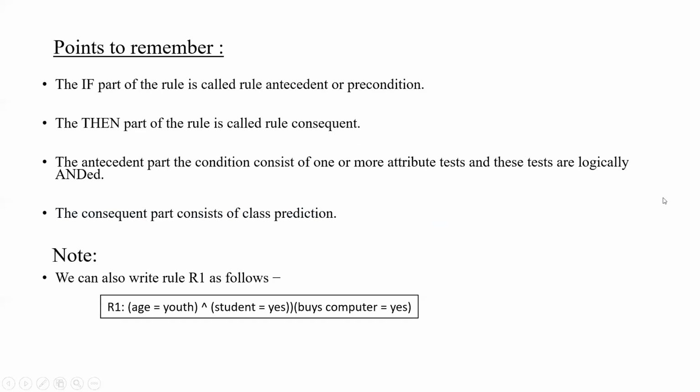The important points that we need to remember in rule-based classification are that the if part of the rule is called the rule antecedent or the precondition, and the then part is called the consequent. So antecedent and consequent are the two parts in the if-then rules. The antecedent part of the condition can consist of more than one attribute. In the previous example, there were two attributes: whether he is a student and whether the age is youth. So there were two conditions, and both of them are logically ANDed. The consequent part consists of the prediction of the class.